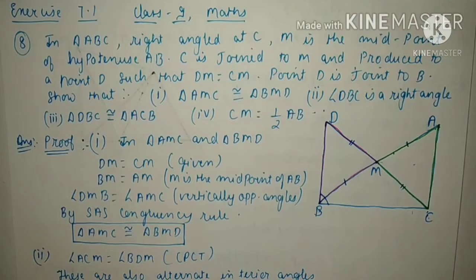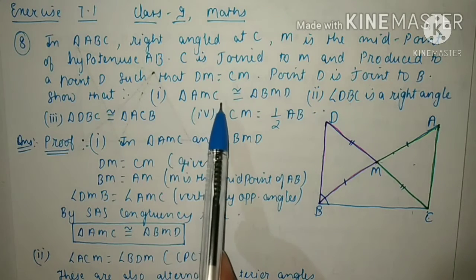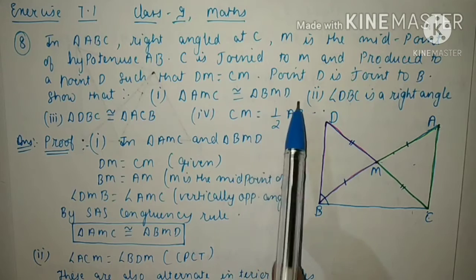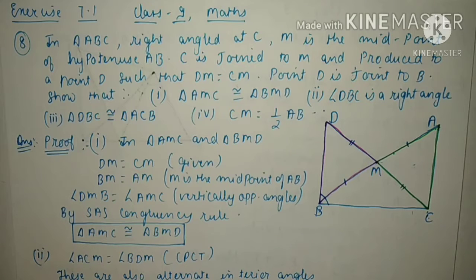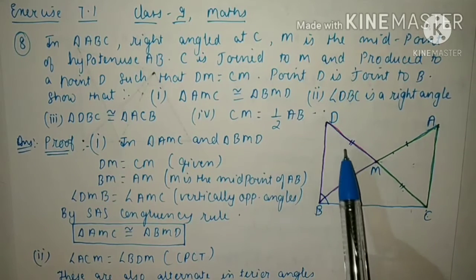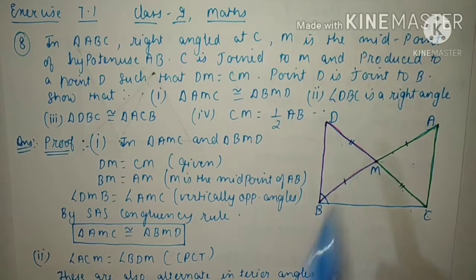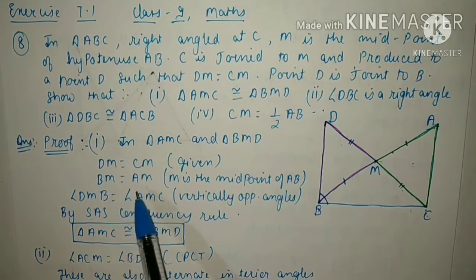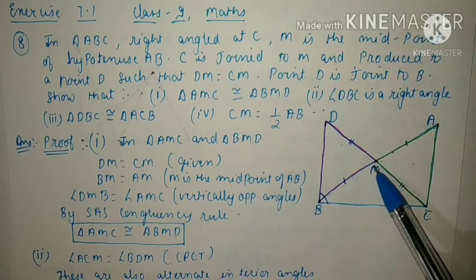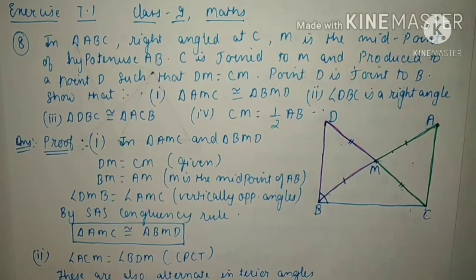Now we will see the proof for the first part, that is triangle AMC is congruent to triangle BMD. This green triangle and this pink triangle. See, in these two triangles DM is equal to CM. That means this part is equal to this part, and this is given to us. So in the reason we will write given. Then BM is equal to AM. That means this part is equal to this part.